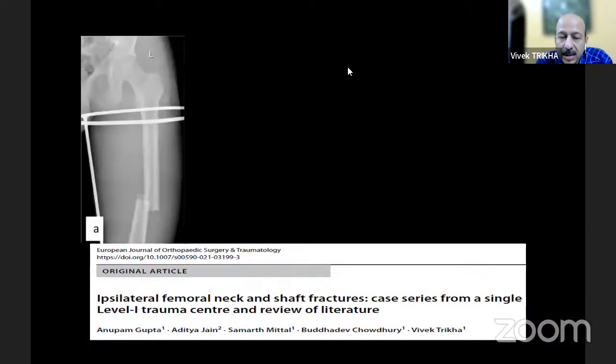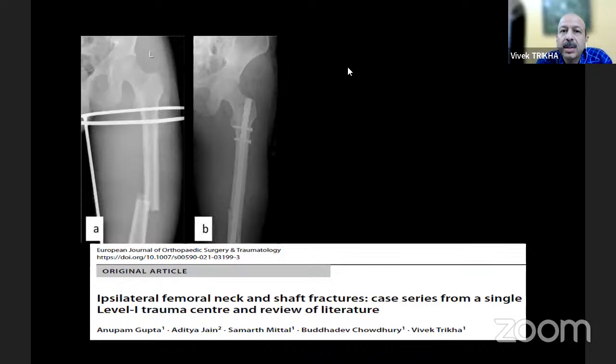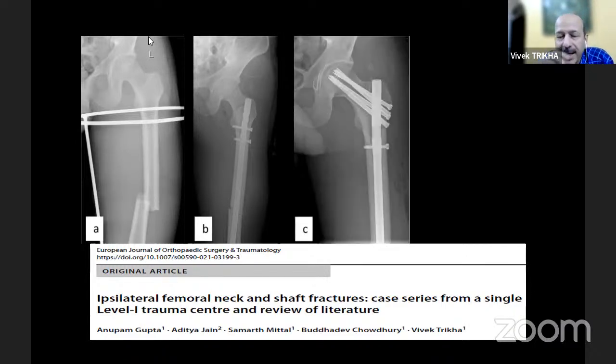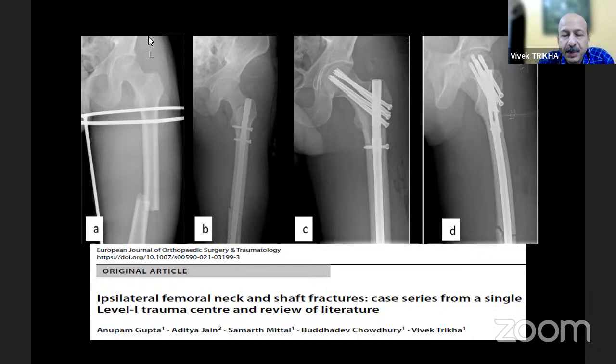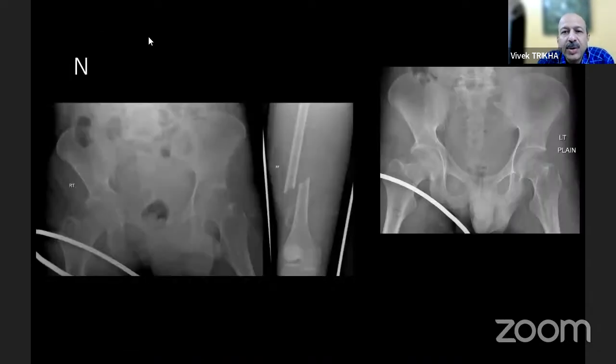In our paper, this is again a case which we showed, where a fracture of the shaft of femur was fixed. And in between, it was found that there was a neck femur fracture, which had to be subsequently refixed with screws put in additionally from the same nail, besides the missing nail technique, and had to be reduced. I'll show you another case.